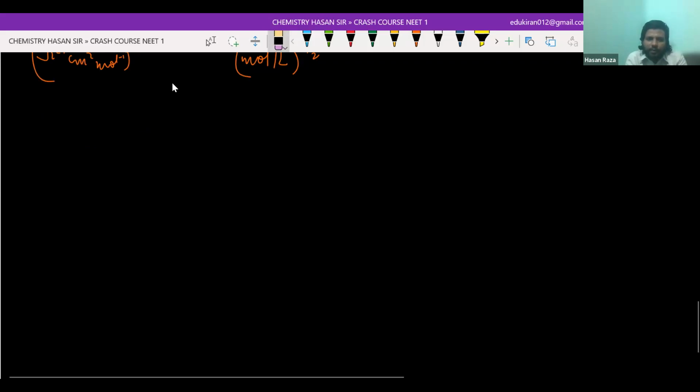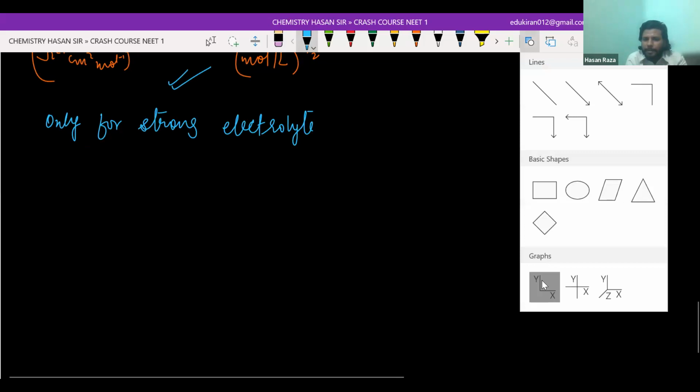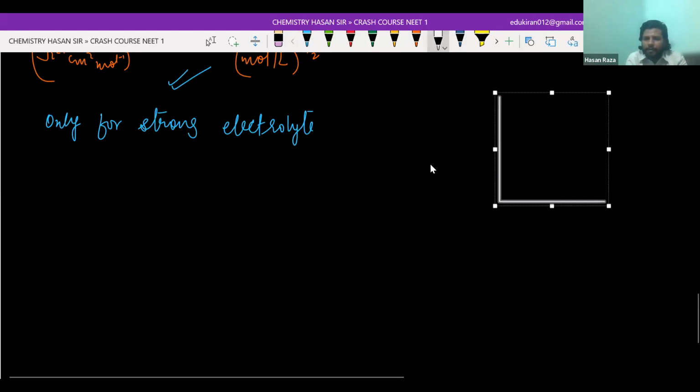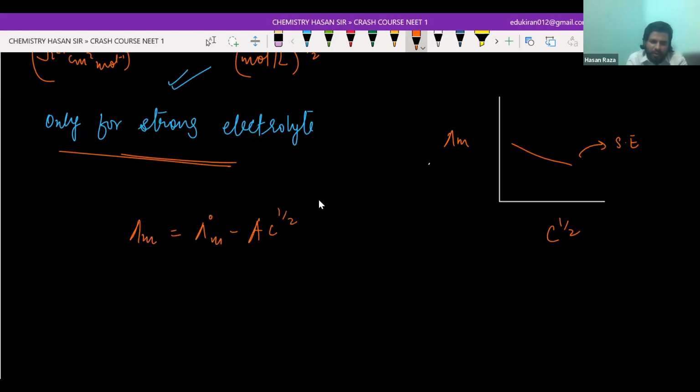There is another equation for the variation of molar conductivity, and that is only for a strong electrolyte. In the previous graph, as you have seen, the graph was like this for a strong electrolyte. This is your lambda m, and this is your C to the power half. The equation is lambda m is equal to lambda naught m minus A into C raised to the power half.